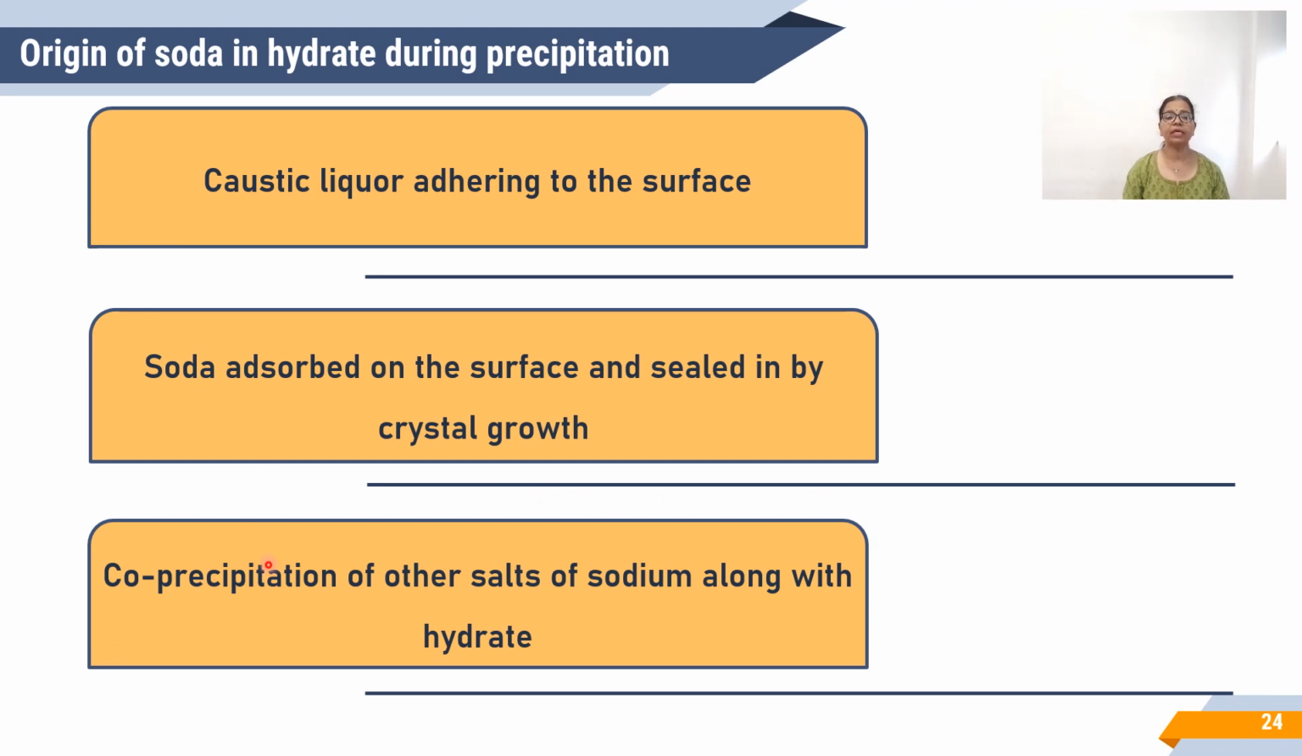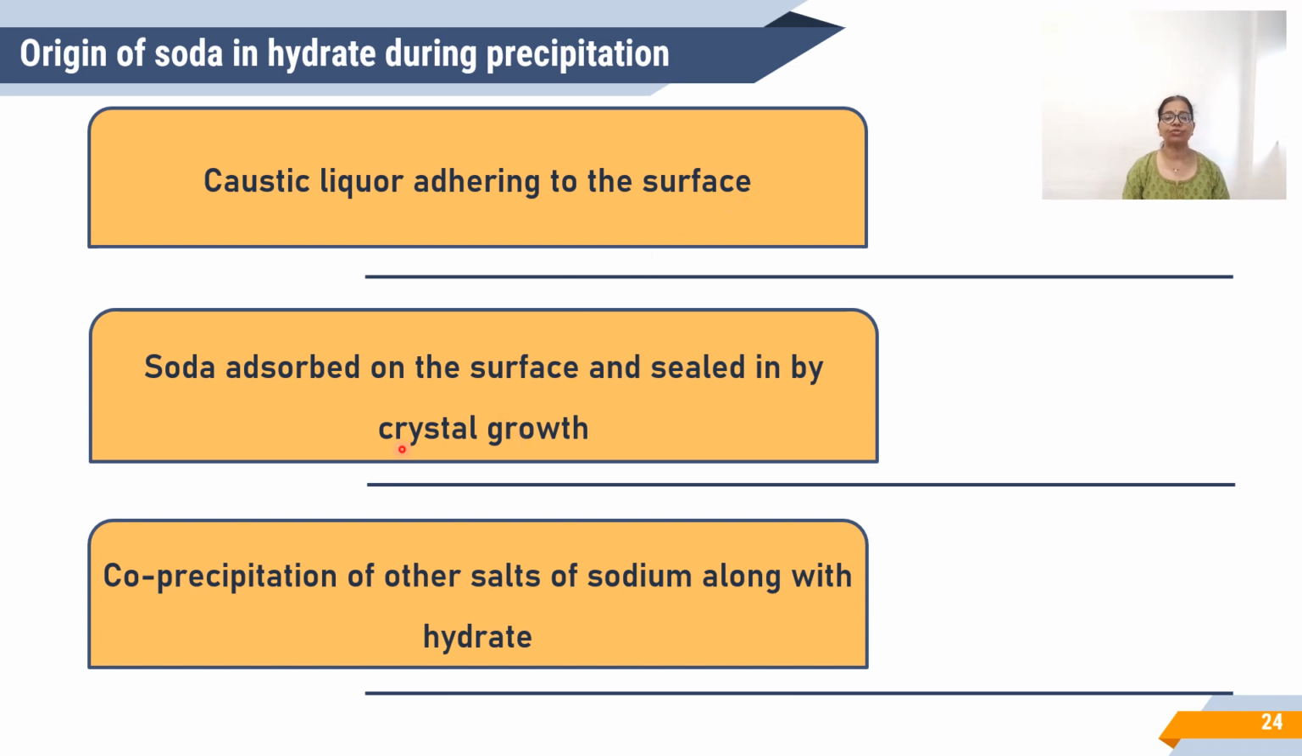Now we have to see how this origin of soda occurs in calcined alumina. Soda basically is there in three forms. That is, the caustic soda: during precipitation we have seen that the temperature given is about 60 to 70 degrees centigrade, and the time also given is about 40 to 60 hours. During this time, this caustic soda gets adhered to the surface of the ATH, and it can be reduced by washing to a certain extent.